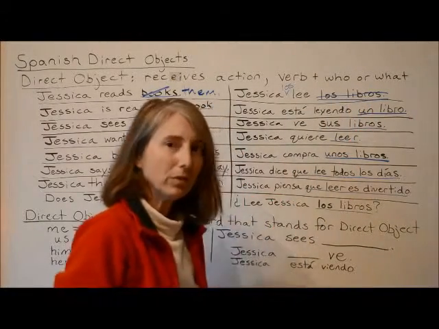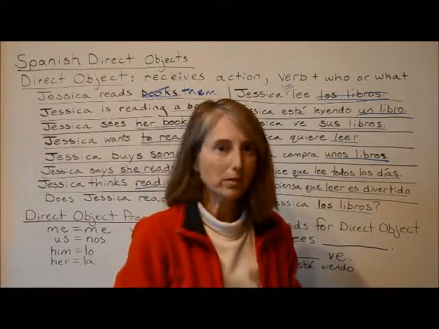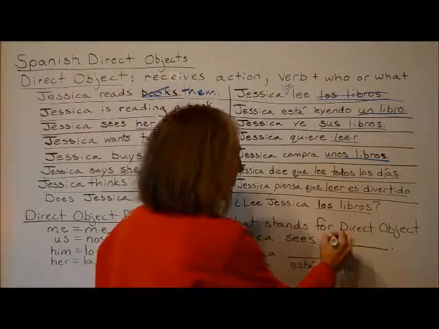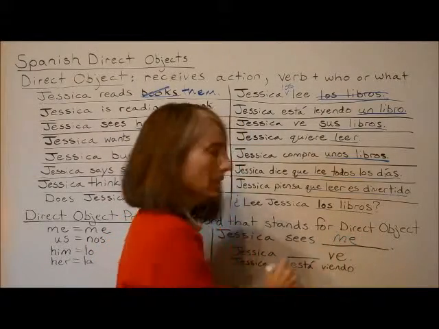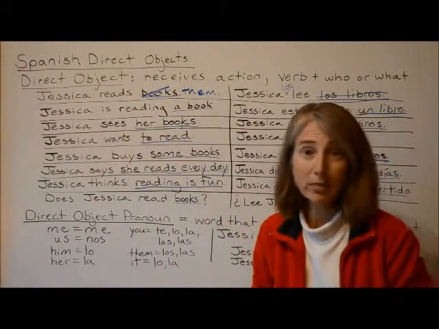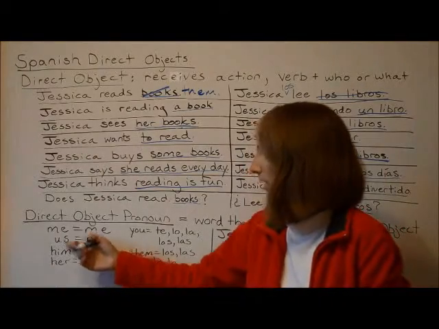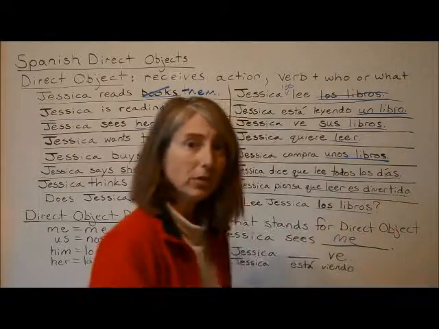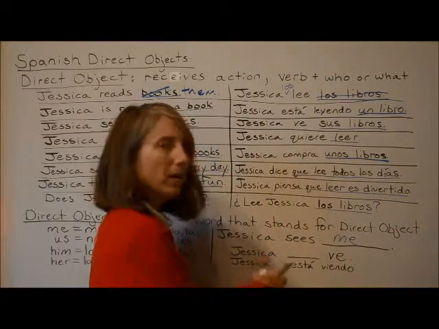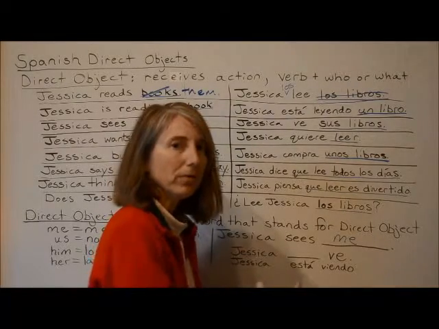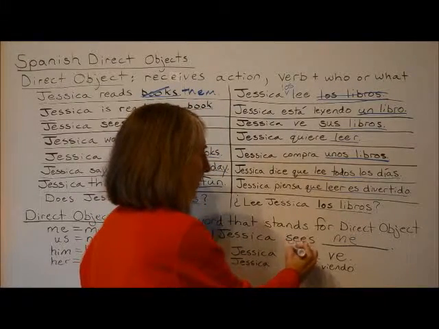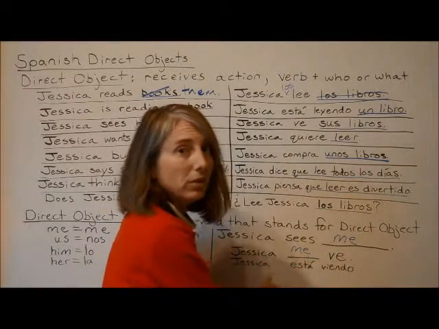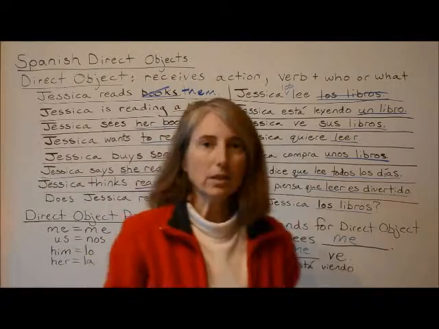So let's look at this example sentence and use some of these pronouns in Spanish. Jessica sees me. Okay, so we know the direct object comes after the verb in English. And in English, me is me in Spanish. So in our Spanish sentence, we're going to say Jessica, and we're going to put the pronoun before the verb. Jessica me ve. Jessica sees me. Jessica me ve.